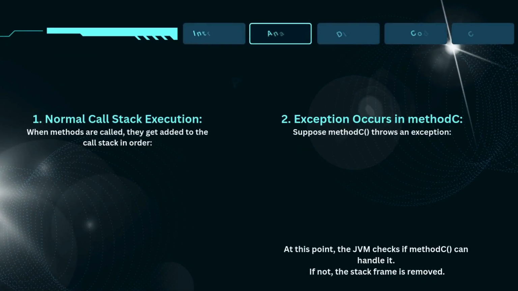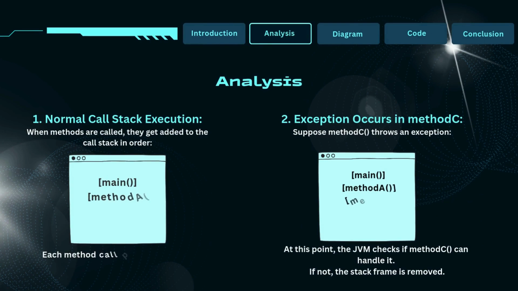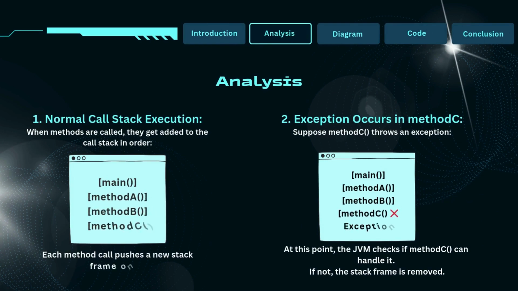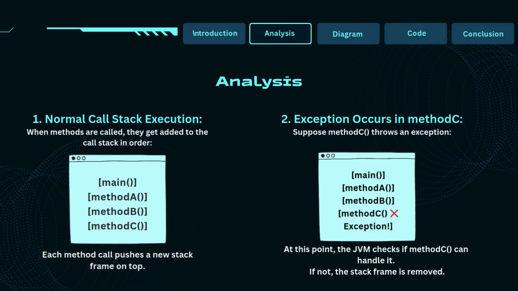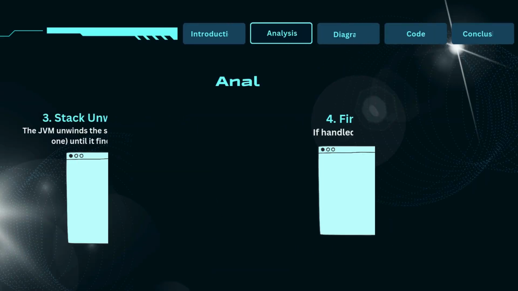Now let us move to the analysis. Under normal execution, the call stack grows step by step. The main method calls method A, which calls method B, and then method C. Each method call pushes a new frame on top of the stack. But suppose an exception occurs in method C, the JVM checks whether method C can handle it. If it cannot, that frame is removed, and stack unbinding begins.